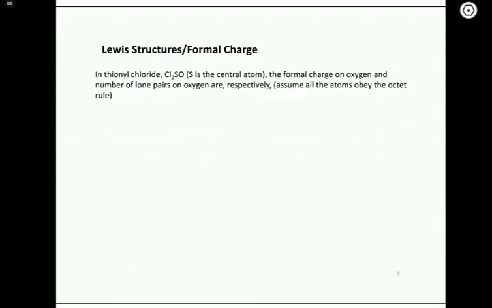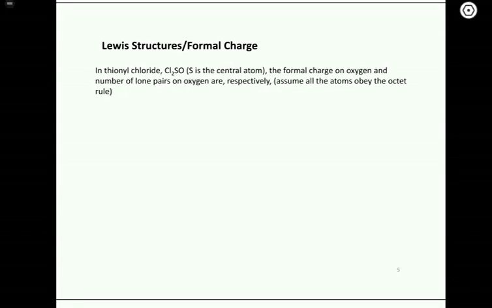Now another topic we had a little bit of trouble with on this homework was assigning formal charges. And admittedly, we learned this very recently and very quickly in class, and it's something you have to practice a lot. But Lewis structures are very important for what we do in Chapter 4 as well. So we need to be able to do these quite efficiently to be able to really attack the problems that are going to come at us in the next chapter. So one that we had, there were two questions on this structure and two related questions, and we have thionyl chloride, Cl2SO, and we want to know the formal charge on oxygen and number of lone pairs on oxygen respectively.